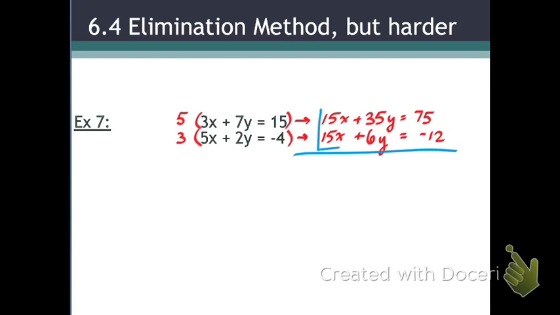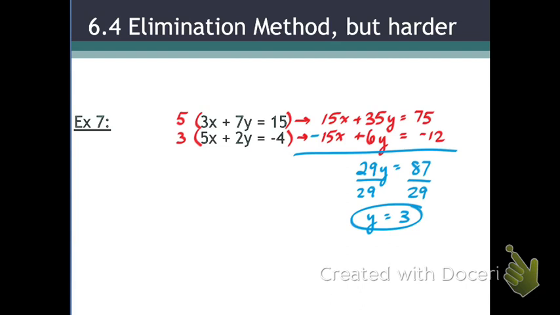So you can see here my 15s match. They're both positive, so I'm going to subtract them to get rid of them. So there are 0 x's left. Positive 35 minus positive 6 is a positive 29. And 75 minus negative 12 is a positive 87. When I divide by 29, I end up with a positive 3.